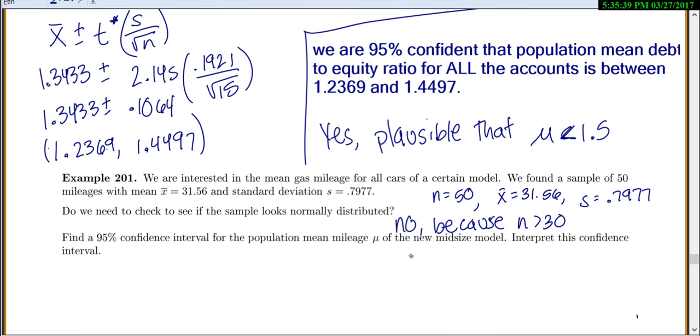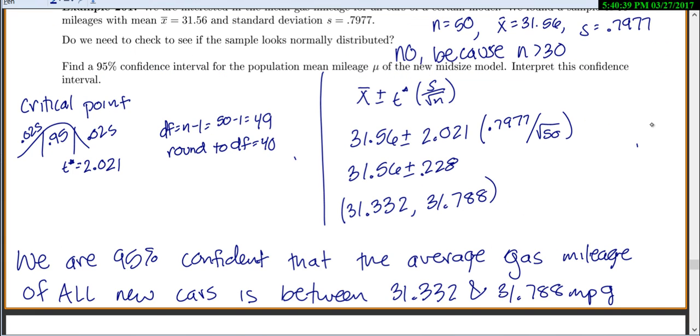Now keep in mind, if you use your calculator to find t star, you're going to get a slightly different result than me, but that's okay. So let's go over our results now. When you look at this one, your critical point, you should have 0.025 in each tail. Your degrees of freedom should be 49. Now to use your table, you'll round down to 40 degrees of freedom, and we get t equals 2.021.